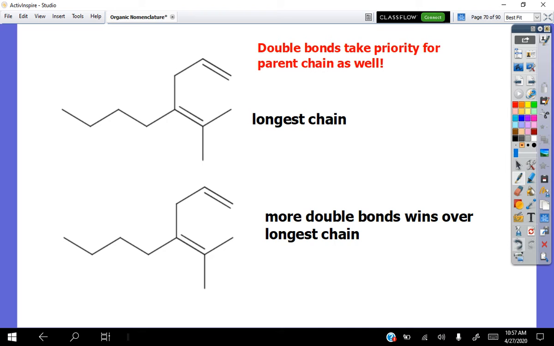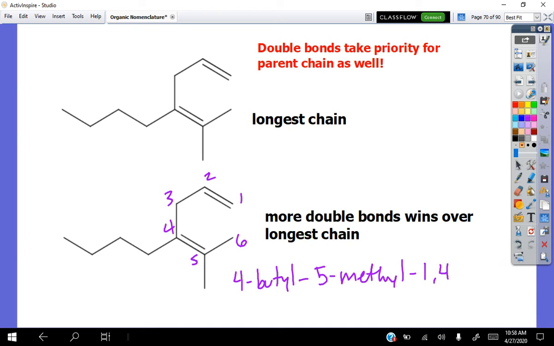So then, if we were to tackle the rest of this one, on my 4th position, I've got a 4-carbon group that is a normal butyl group, so it's just butyl. And then I've got a methyl group on 5. Remember, you have to alphabetize, so we have 4-butyl, 5-methyl, and then we need numbers for our bonds. 1, 4, hexa, and then the suffix diene would be the correct name for this example.